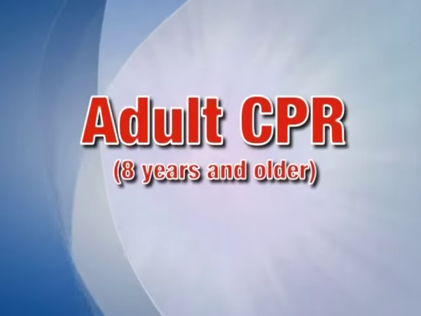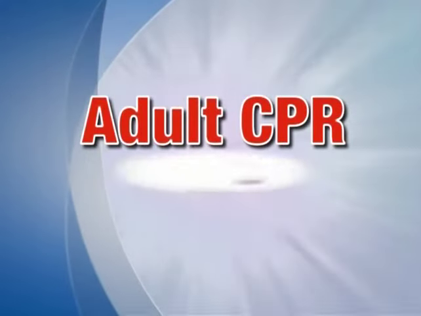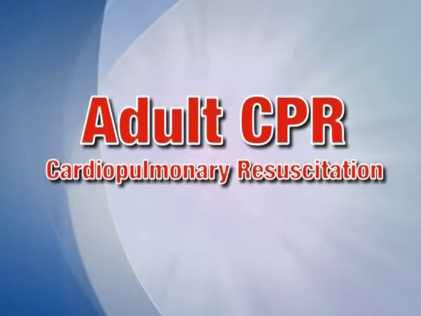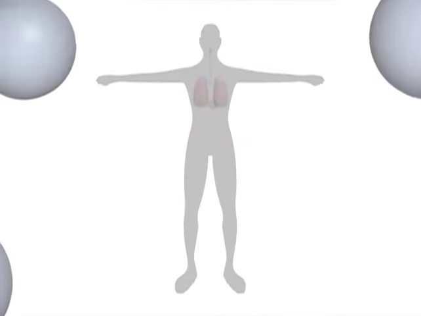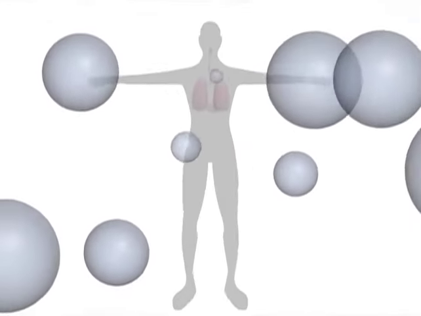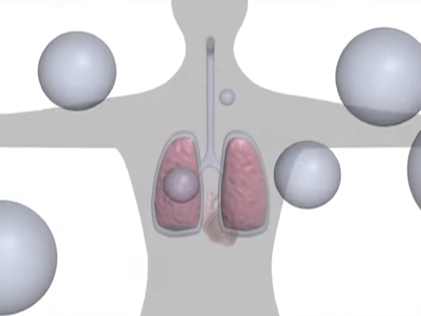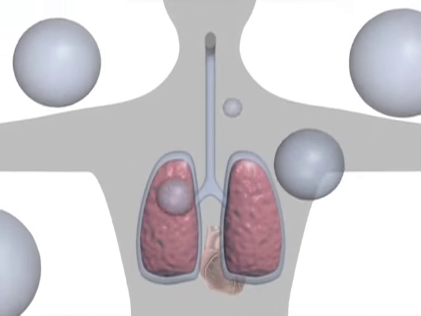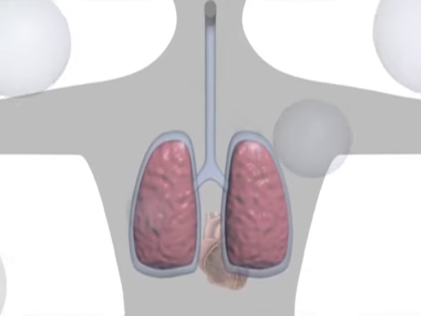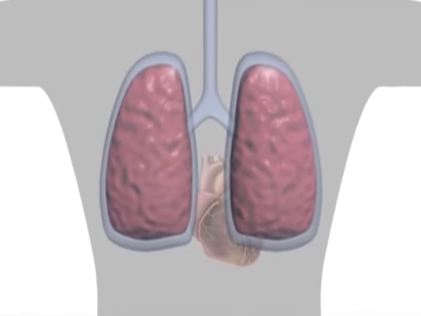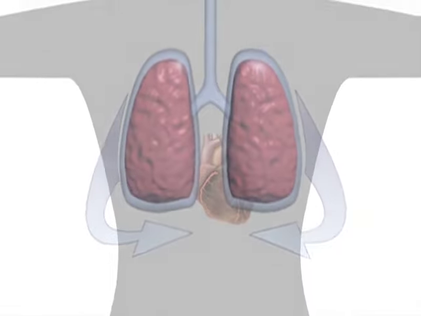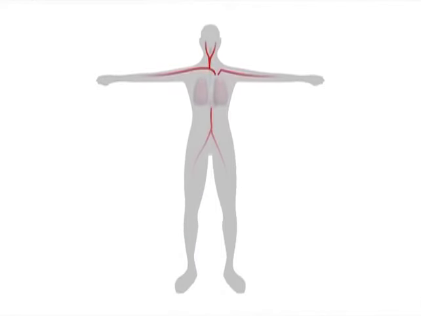Let us now learn adult CPR, also known as cardiopulmonary resuscitation. The body needs a constant supply of oxygen to allow vital organs to function properly. Oxygen intake is managed by the respiratory system, which is comprised of the airway and lungs. The body's circulatory system, which includes the heart and blood vessels, functions to transport oxygen to every cell in the body. If the heart stops functioning, this is called cardiac arrest and initiates CPR immediately.